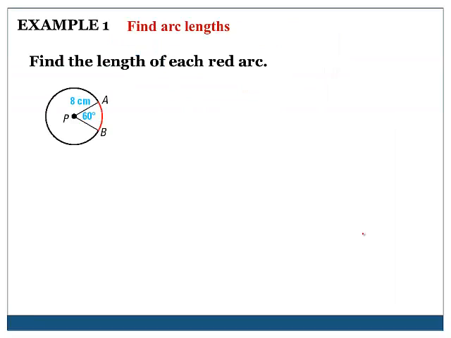Let's try an example. Example 1: find the length of each red arc. We're given one red arc here, and that's AB. We're trying to find the arc length of AB, and we need to plug in some information. We have the measure of AB, which is our central angle, so that's going to be 60 degrees, and we put that over 360 degrees.